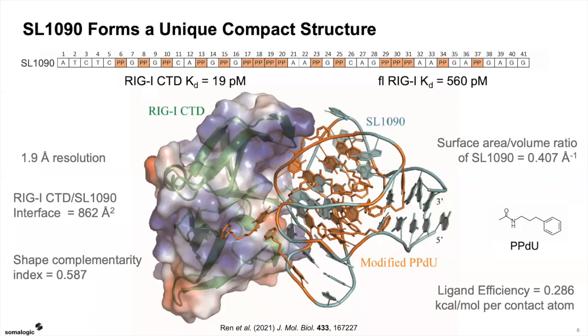Before I tell you what the mods were actually doing in this structure, I just want to share some statistics. You can see that this SOMAmer binds RIG-I CTD with very high affinity, 19 picomolar.